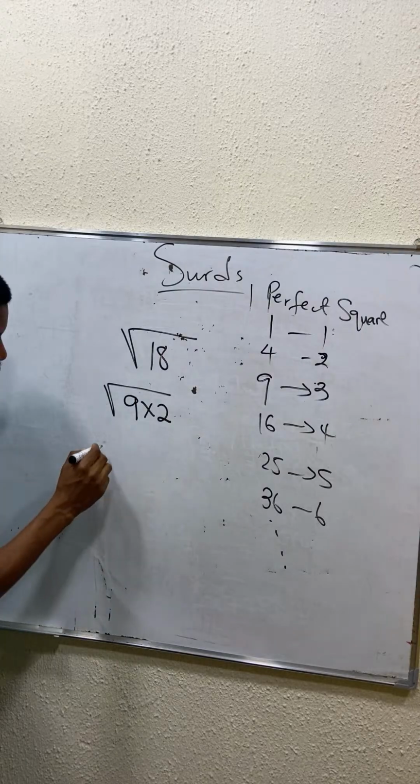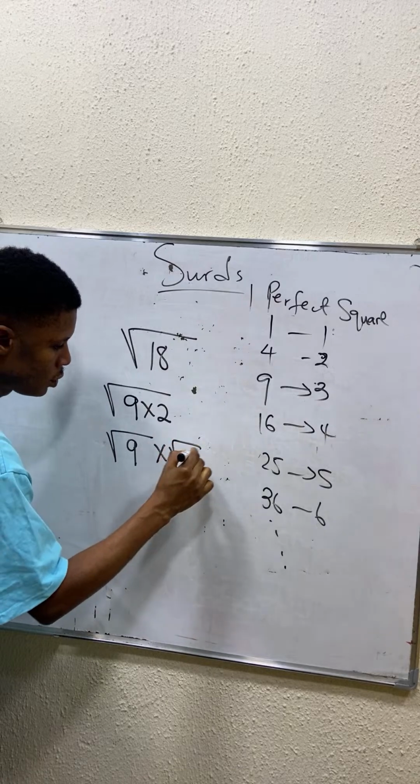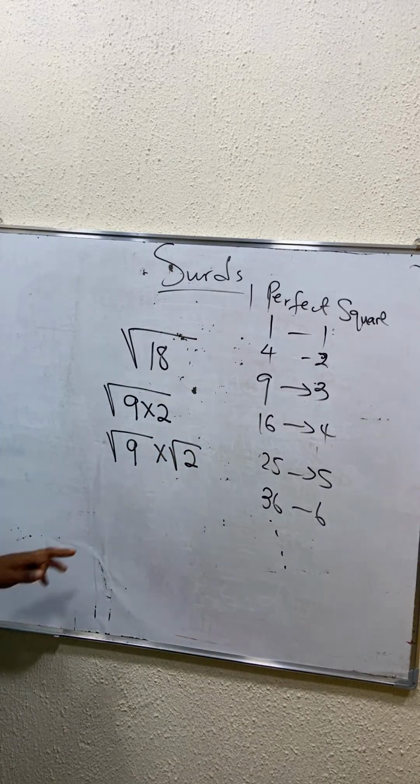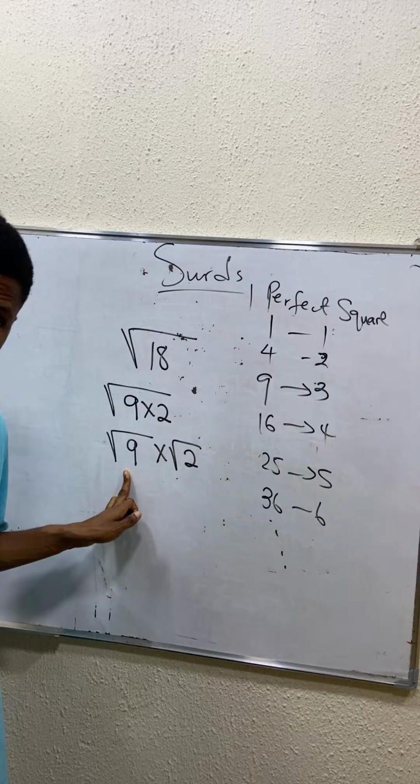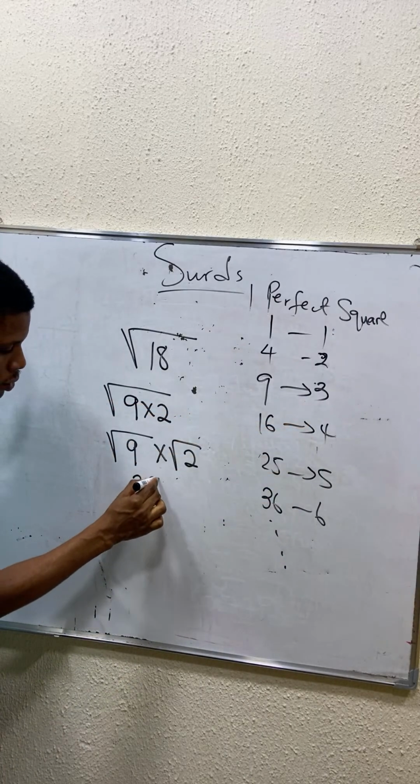So 9 times 2, you split the square root, which is root 9 times root 2. The square root of 9 is 3, as we have here. So the answer is now 3 root 2.